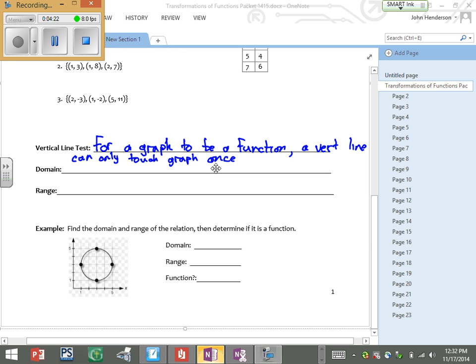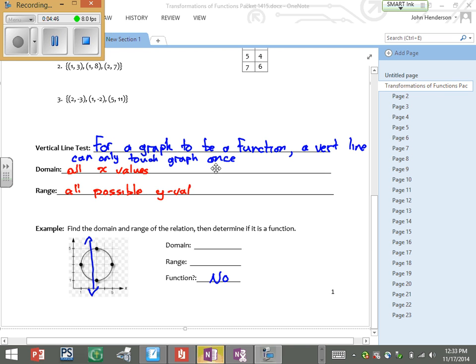So if you look down here in that example that's at the bottom, if I were to draw a vertical line right there, it does not pass the vertical line test, so this is not a function. Domain, these are all x values, and then the range will be all possible y values.